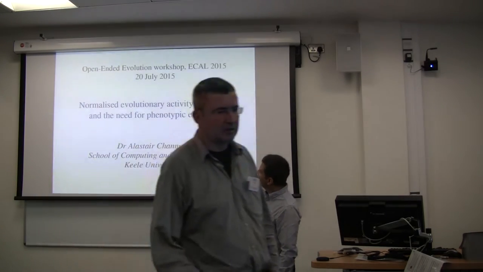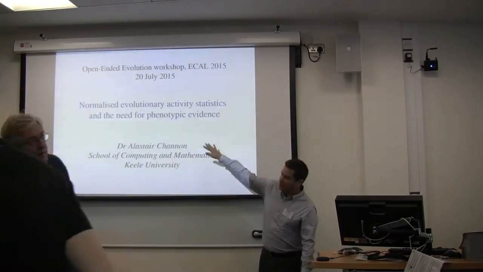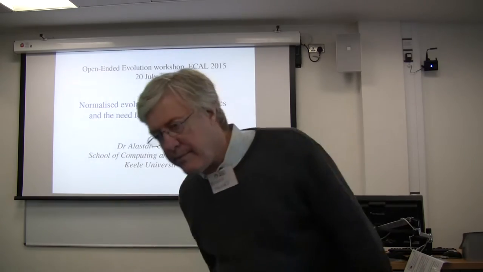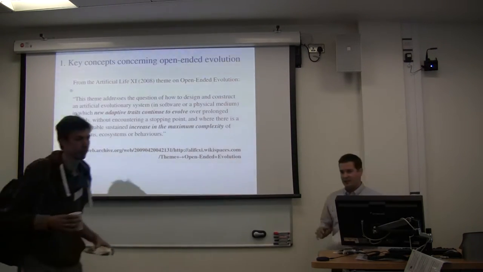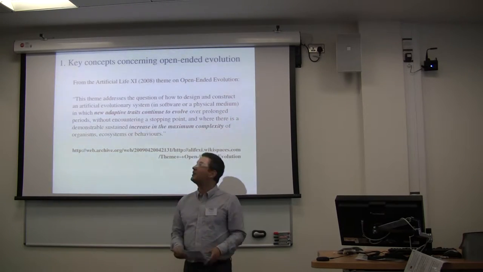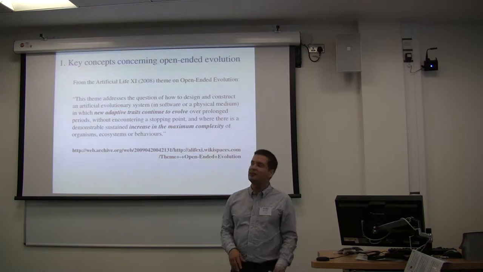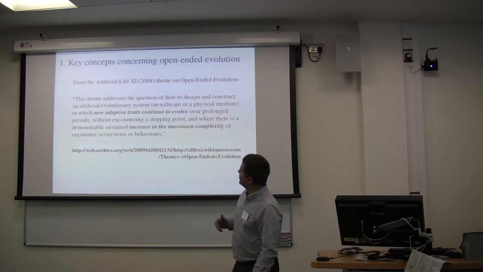Okay, thanks, Dylan. So I'm going to be talking about normalised evolutionary activity statistics, and particularly coming around to a conclusion of need for greater phenotypic evidence, so being able to see things in these systems. The workshop was set up with five key points that we ought to address, so I'm just going to address them in order. The first point was one of the key concepts concerning open-ended evolution.